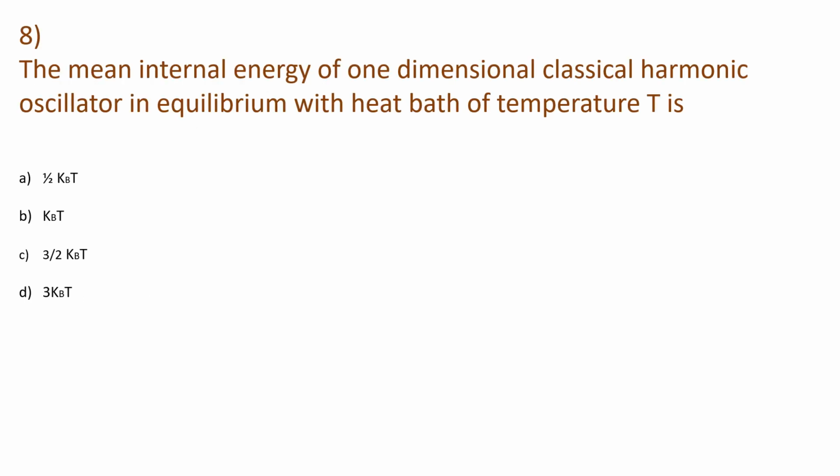The mean internal energy of a one-dimensional classical harmonic oscillator in equilibrium with a heat bath of temperature T is what? And the options are half kBT, kBT, 3 by 2 kBT and 3 kBT. So let's see the solution.